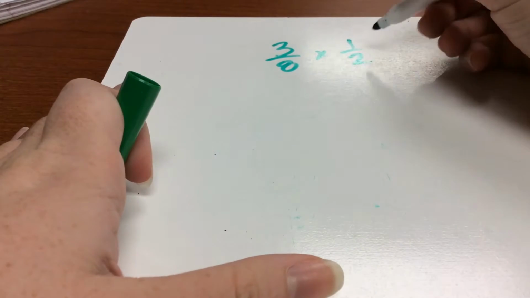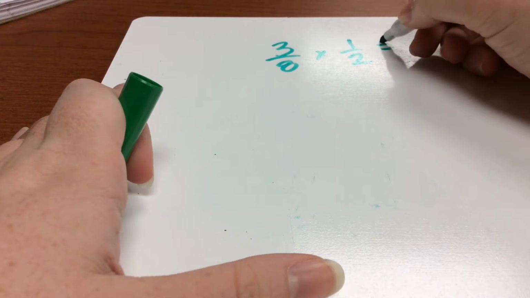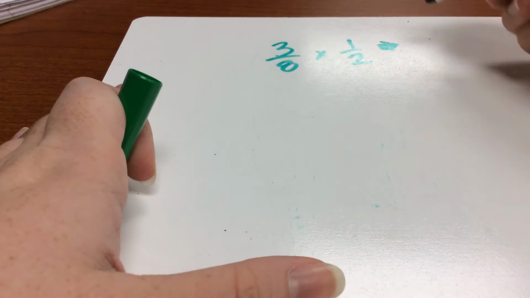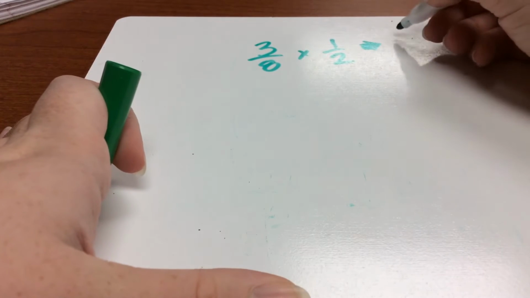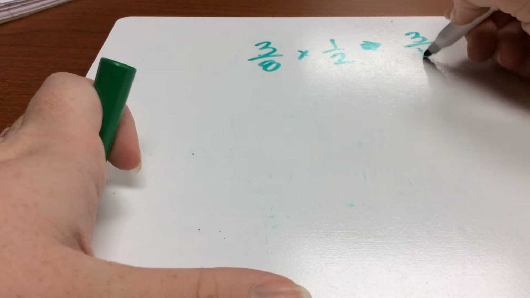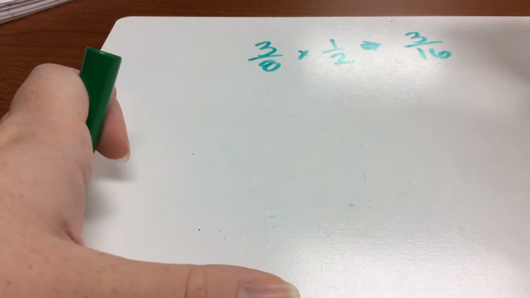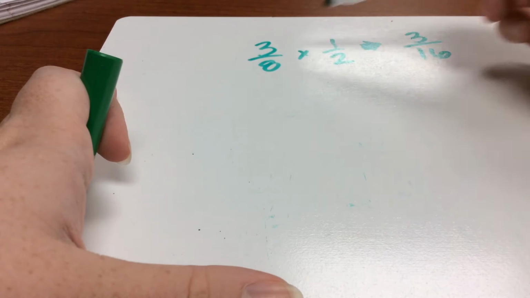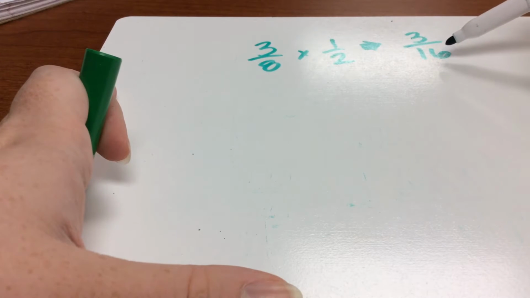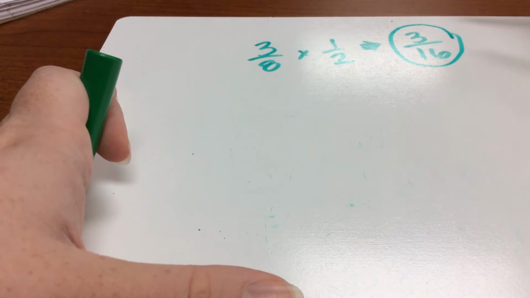First, I want to solve this symbolically to see what I am going to get. So 3 times 1 is 3, 8 times 2 is 16. So my answer should be 3/16.